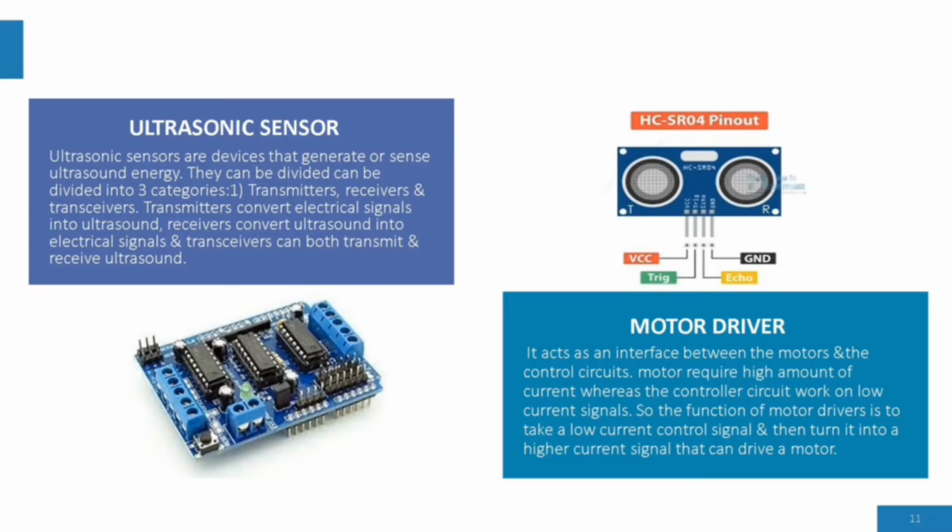Motor driver. It acts as an interface between the motors and the control circuits. Motors require a high amount of current, whereas the controller circuit works on low current signals. So the function of the motor driver is to take a low current control signal and then turn it into a higher current signal that can drive a motor. Each motor takes more than 5 volts of energy, which the Arduino itself is unable to provide. Thus, a motor driver is required.